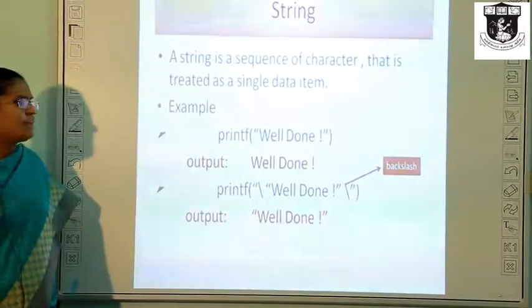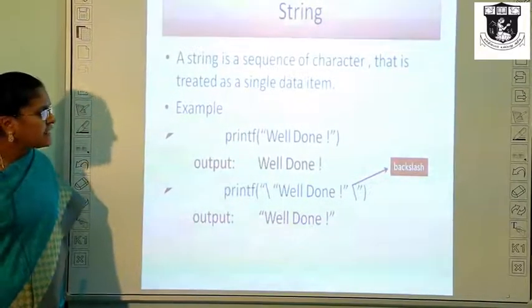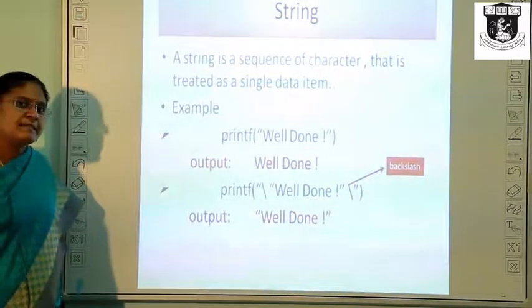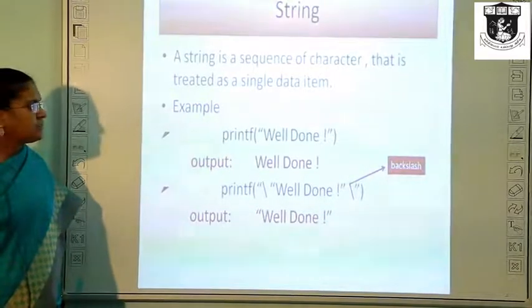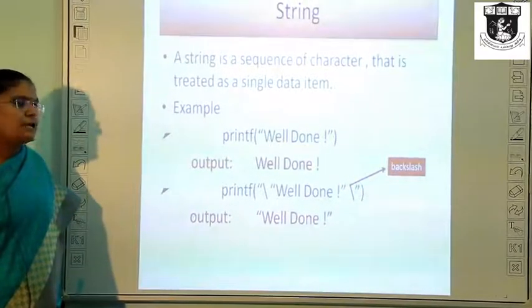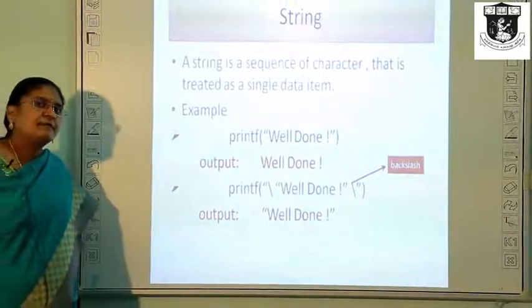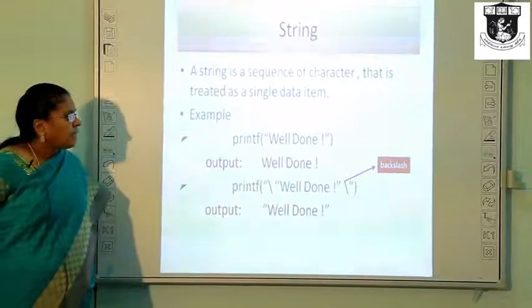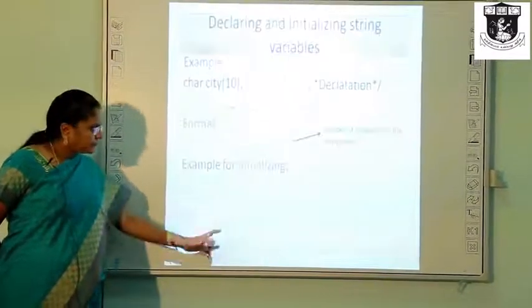If I want my double quotes also to be printed, for that the second example is given, where we can make use of a backslash. So backslash is used for printing the double quotes also. So there's a difference between the two examples. Anything which is printed within double quotes will be printed as it is, let it be a blank space or an exclamation mark. Now if you want your double quotes to be printed, we make use of a backslash.